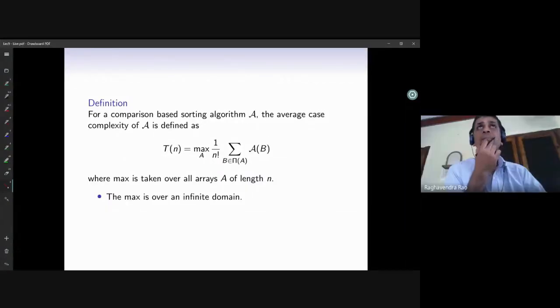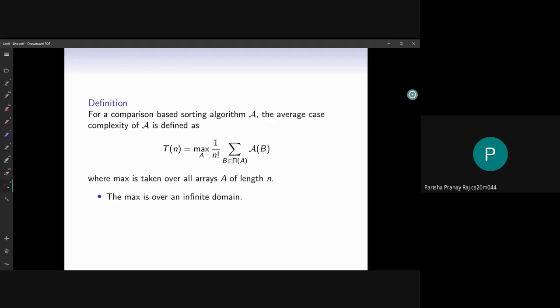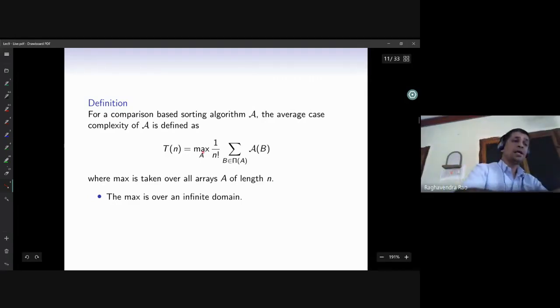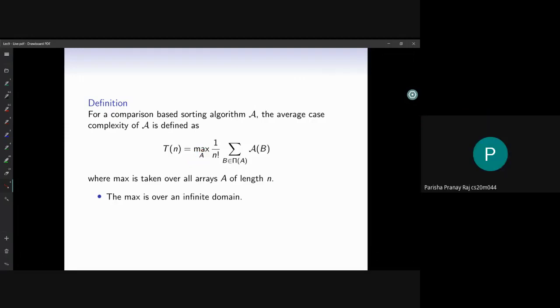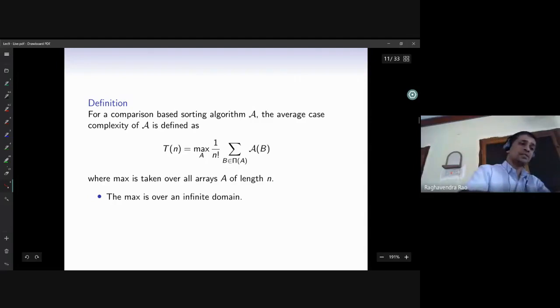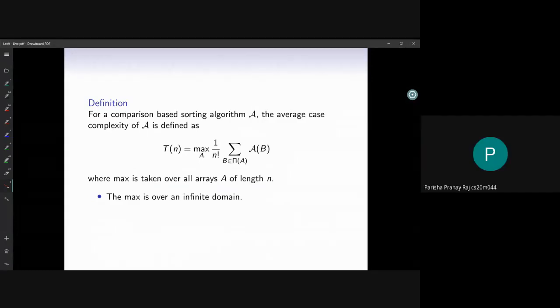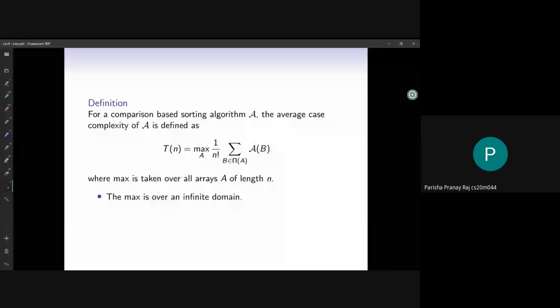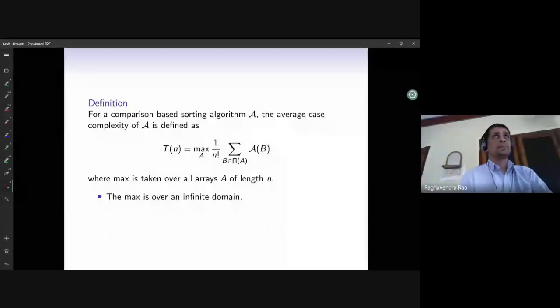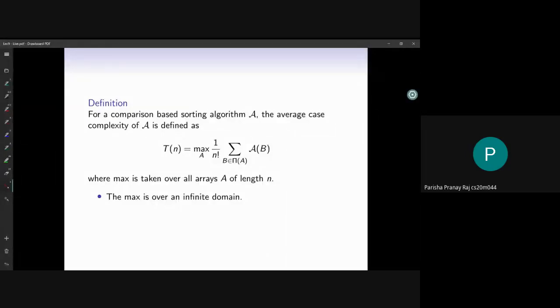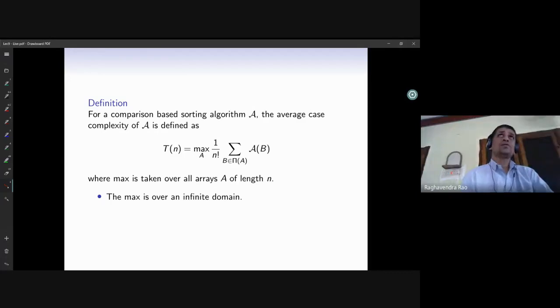You have an infinite set of arrays of length n. A is a variable, so A runs over all those arrays. A is not the set. The choice for A is described here, where the max is taken over all arrays A of length n, which is an infinite set. A itself is not infinite. Have we become any better now? Slightly better, right? We don't have 1 by infinity anywhere. But still, the set is infinite, and we are taking the maximum over that. We don't have the trouble of defining a uniform distribution over that infinite set.